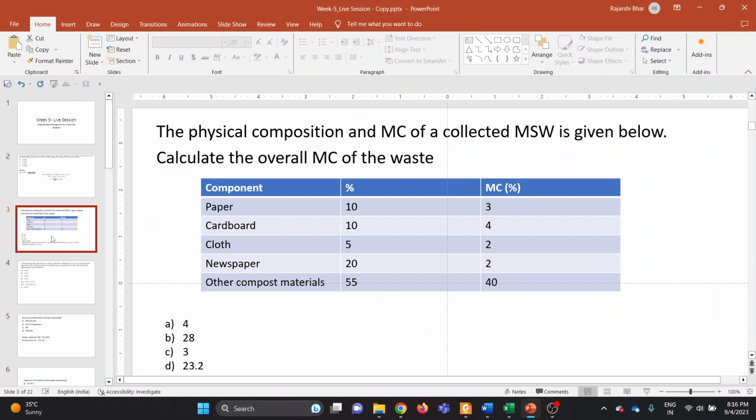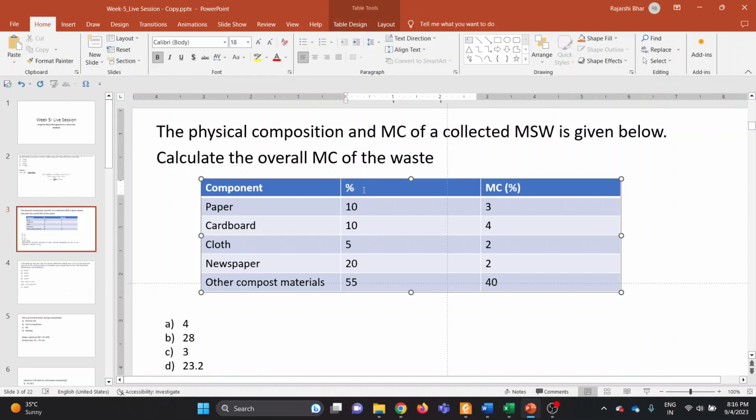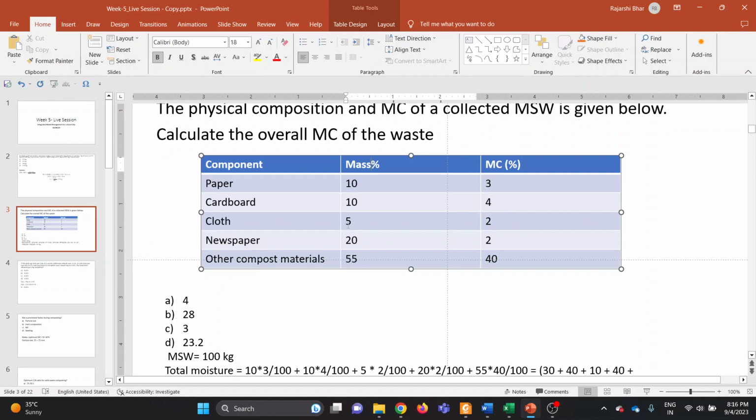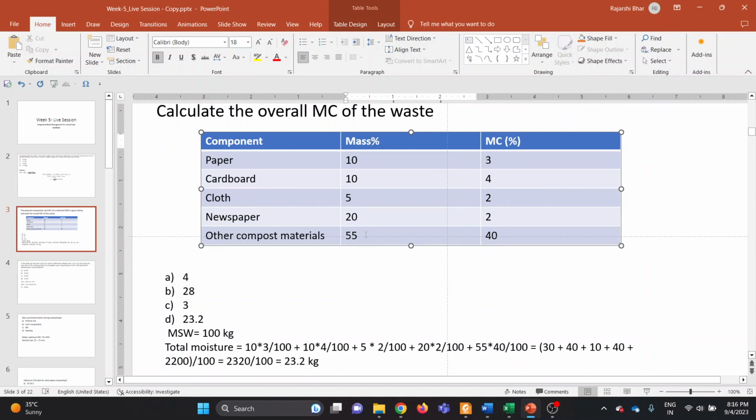The next question was also very simple and basic. You had to determine the moisture content of the overall MSW, or the municipal solid waste. Here, you had been given the mass percentage of different components of MSW, and for those individual components, you had also been provided the moisture content. We added this up, it was coming out to be 100, so we assume that there is 100 kg of material. In that, 10 kg of paper is there, in which 3% is moisture. So mass of moisture is 10 kg into 3 by 100. Similarly, we calculated the mass of moisture in all those 5 components and then added them up.